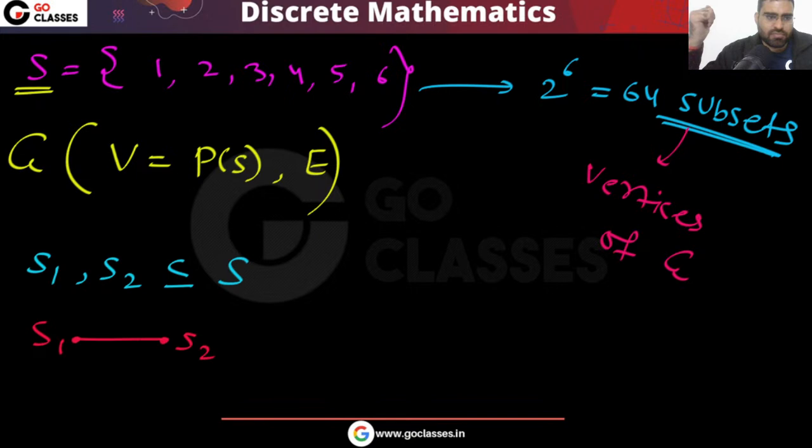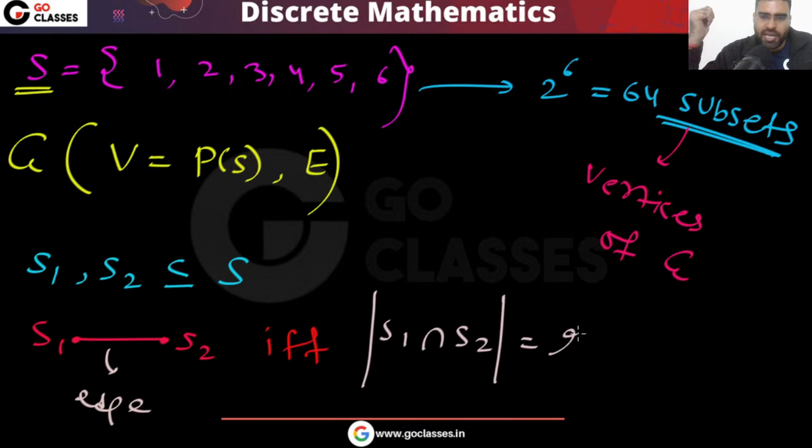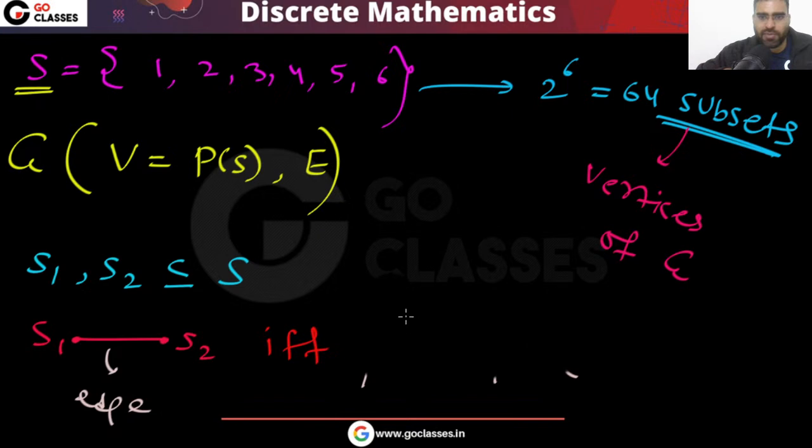Now the question is saying that between S1 and S2 there is an edge if and only if S1 intersection S2 has exactly 2 common elements. Remember, it means they must have exactly 2 common elements. Is this clear? So it simply means that S1, S2 have exactly 2 common elements.